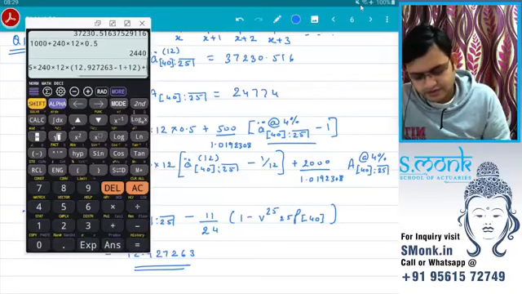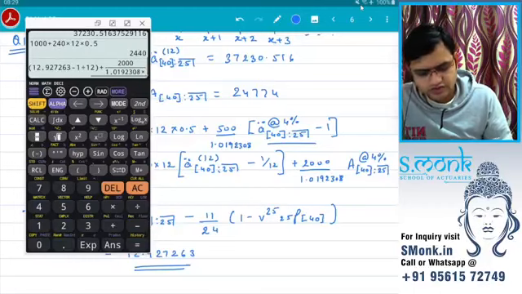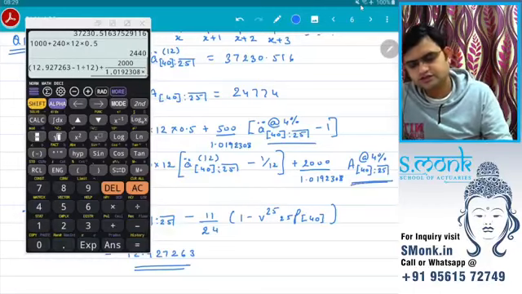And then plus 2000 divided by 1.0192308 into, this is again the 4% table.